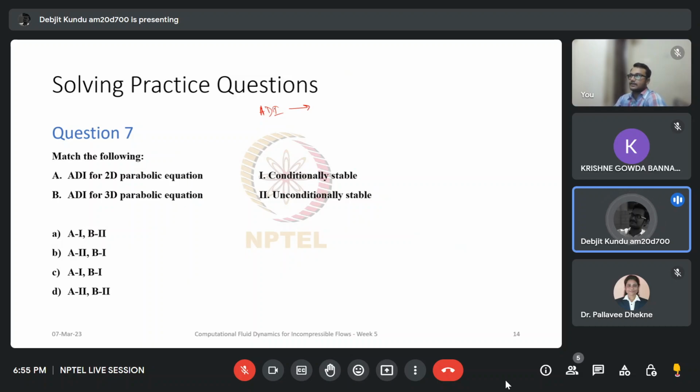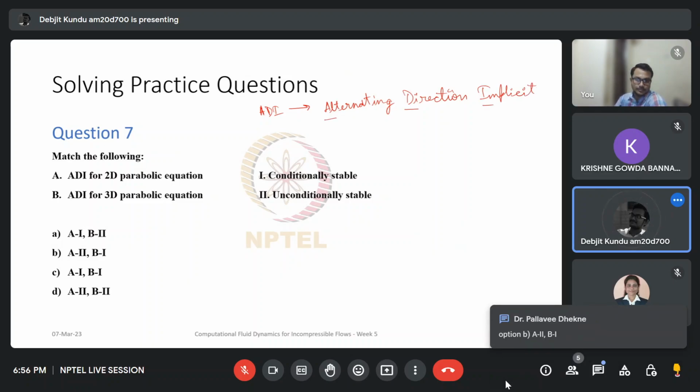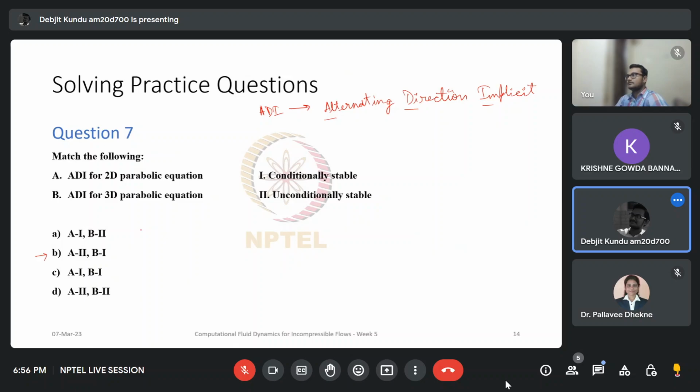Now, let's get back to here and clarify this. So ADI means alternating direction implicit. Right. So option B is one of the responses, A2, B1. Let's see if we get more responses.